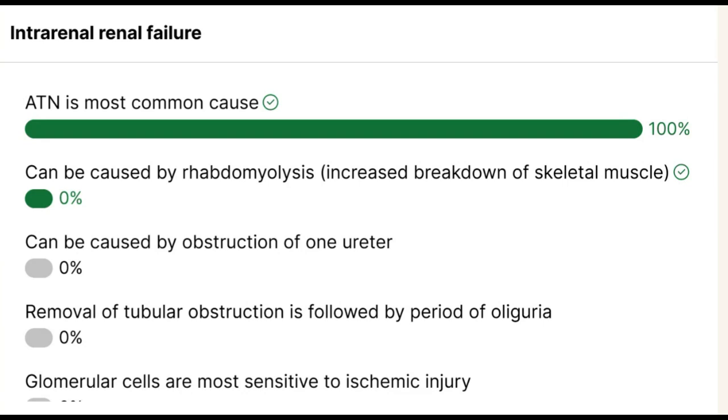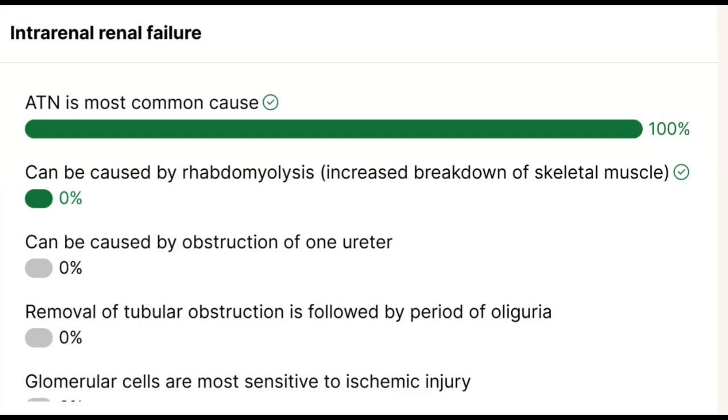Myoglobinuria is something that can risk renal failure in an acute situation. So yes, intrarenal renal failure causes a tubular dysfunction. I know rhabdomyolysis causes a tubular dysfunction, which can lead to intrarenal renal failure. It is not caused by obstruction of one ureter. It requires bilateral obstruction, or for males, obstruction such as that caused by BPH, which is benign prostatic hyperplasia.